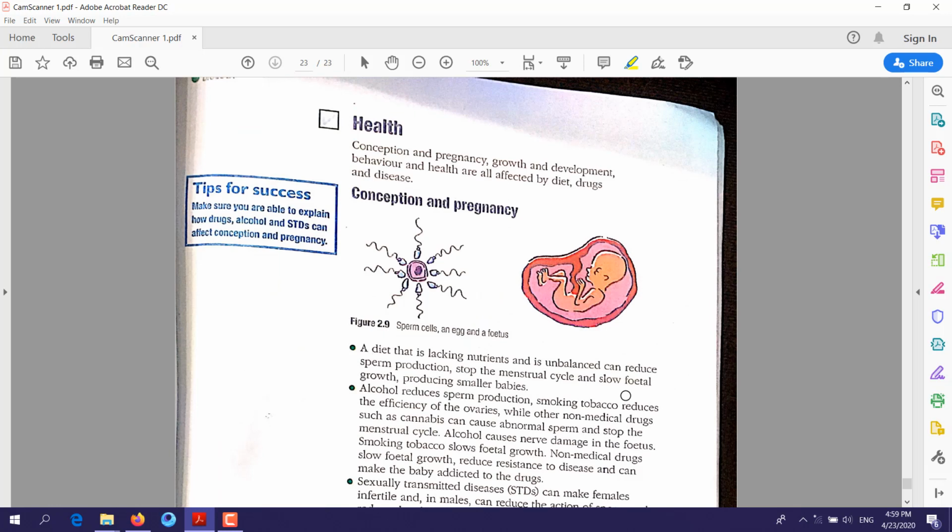Health. We will see how health affects, for example, the sperm and also the eggs, producing sperm and eggs. Firstly, health. What do you mean by health here? It depends on your daily life. It depends on your diet. It depends on what kind of food you eat, and also on your daily habits.